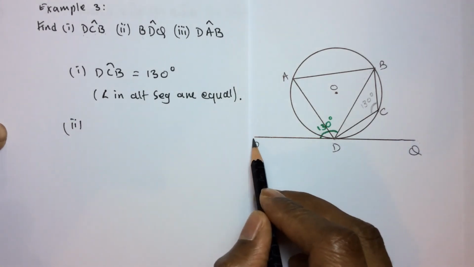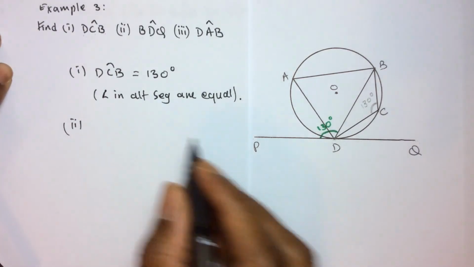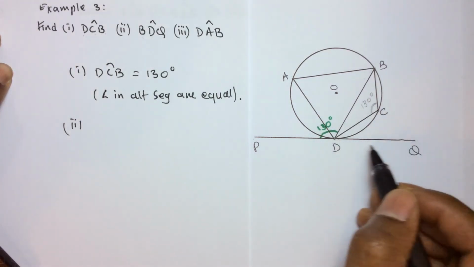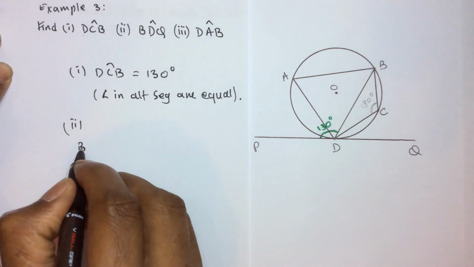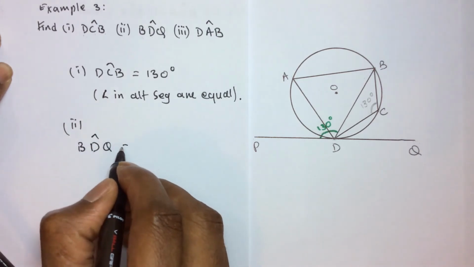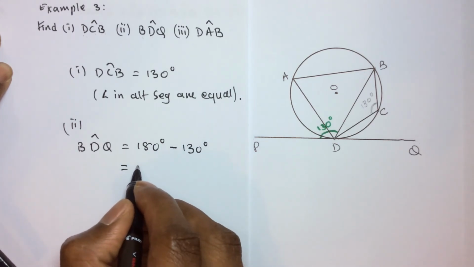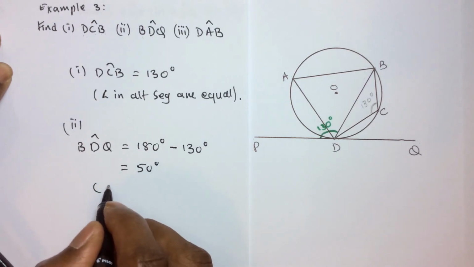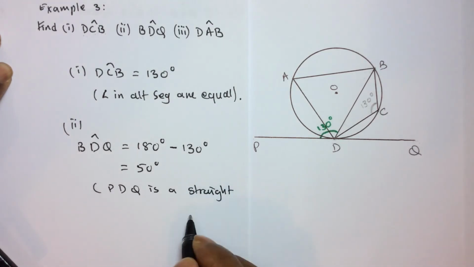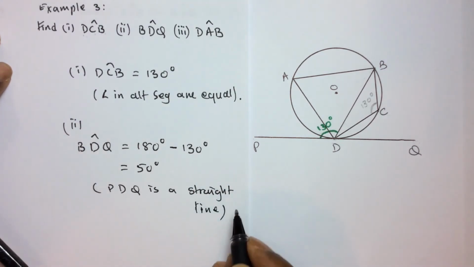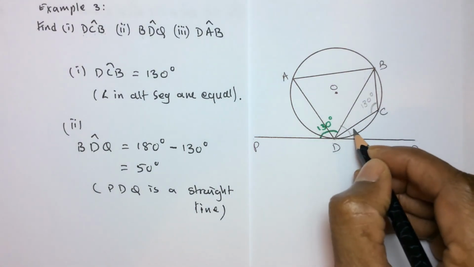Now, we know that PDQ is a straight line. Therefore, BDQ is 180 minus 130. So BDQ is equal to 180 minus 130 degrees. We have 50 degrees. Why? Because PDQ is a straight line. So we have BDQ is equal to 50 degrees. This is 50 degrees.